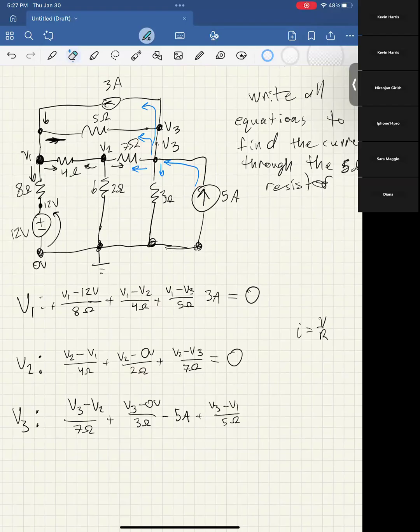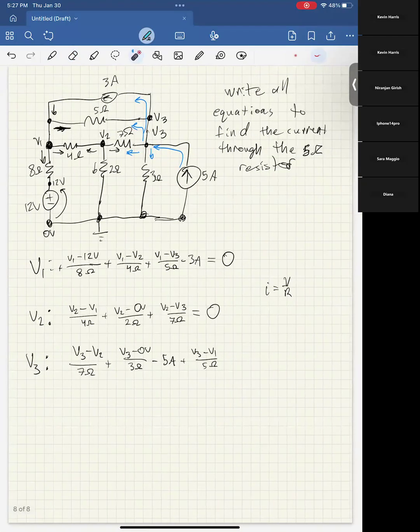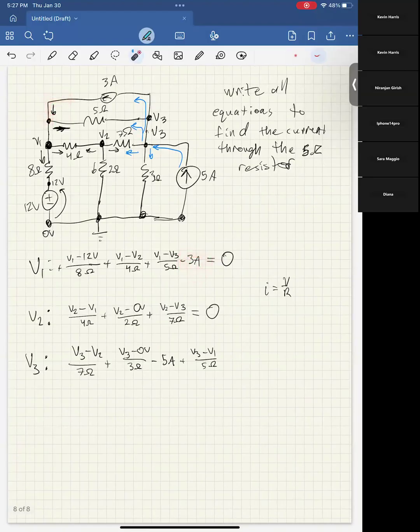For equation 1, since this was going in, we said that this was a negative 3 amps. Since it was going into V1, it was negative. Since it's coming out of V3, it'll be positive. So this is going to be a plus 3 amps. And that all equals 0.